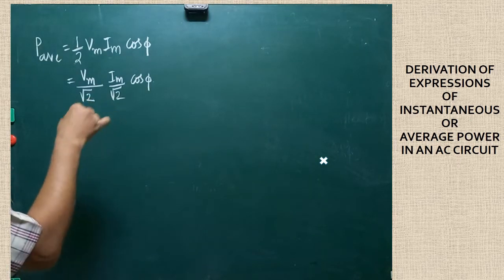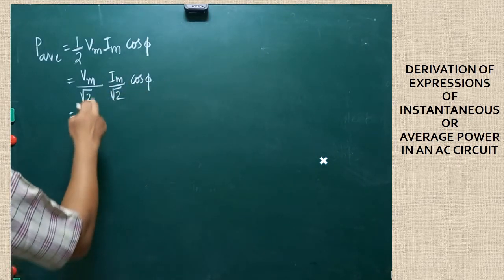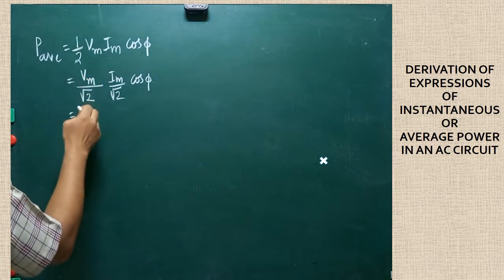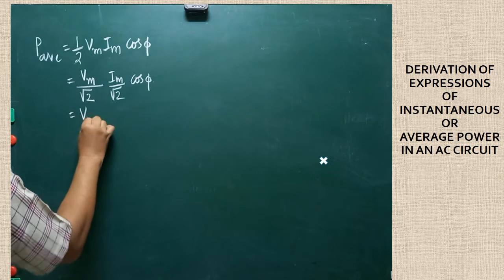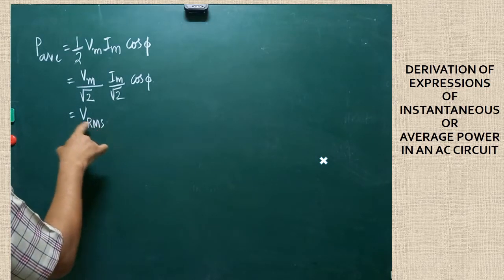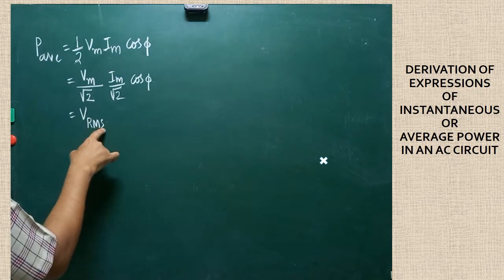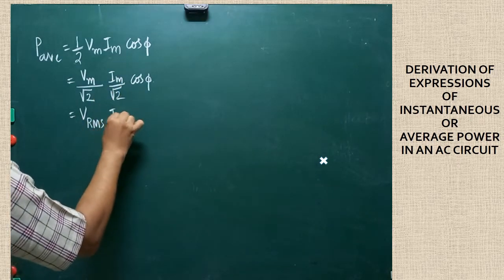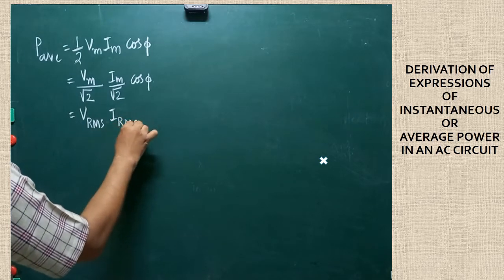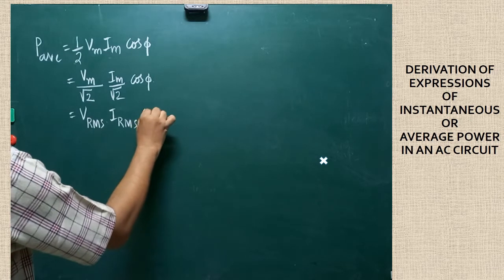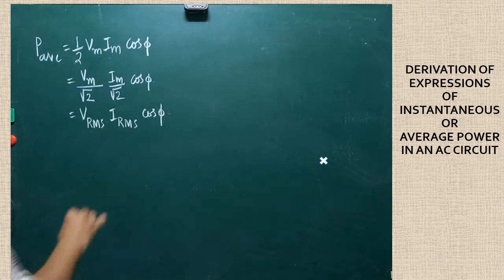Here, already you have learnt in the previous derivations, Vm by root 2. Vm means peak value. Peak value divided by root 2 is called Vrms. What is Vrms? Vrms means root mean square value of the voltage of AC. Im by root 2 means Irms of AC. What is Irms of AC? Root mean square value of the current in the case of AC. After that, this cos pi can be written.